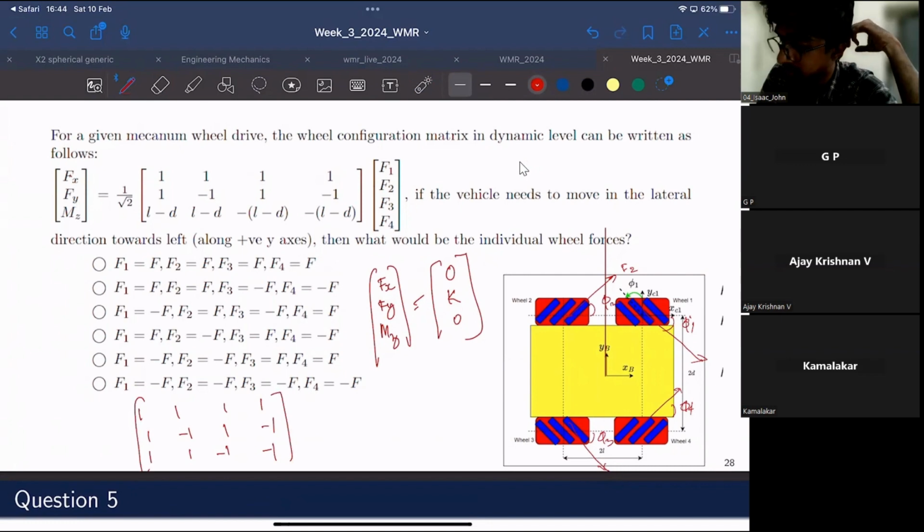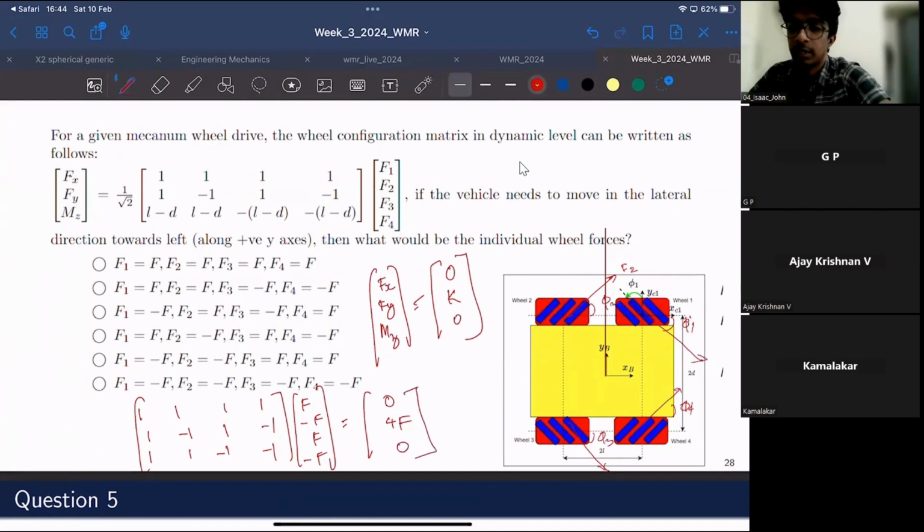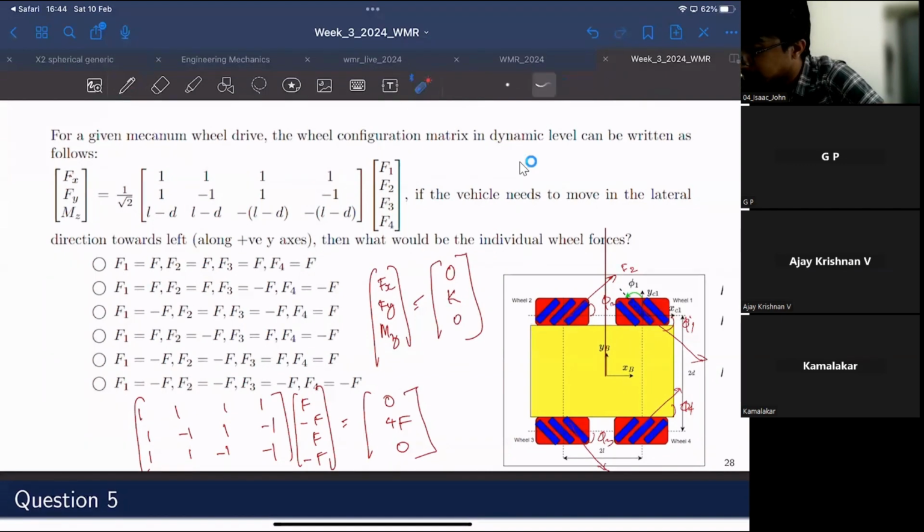So Ajay says it's F, minus F, F, minus F. If you multiply this out, the first term will be plus F, plus F, plus F, minus F. This is 0. The second term would be plus F, plus F, plus F, plus F, so this will be 4F. The third component will be plus F, minus F, minus F, plus F. So this is also 0. Yeah, so that is indeed correct. So which of these options is correct?